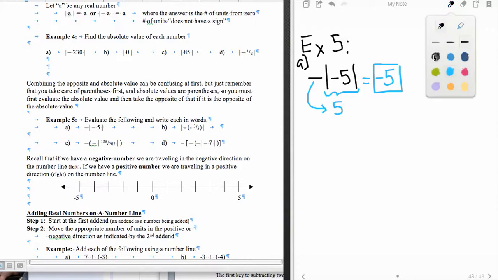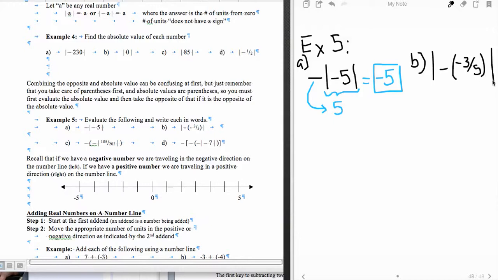Now let's go on to the second one. We're probably going to get cut off right about in the middle of this example 5, so I'll continue it in the next lecture. This one says the absolute value of the opposite of negative 3/5. Let me say that again. This says the absolute value of the opposite of negative 3/5.